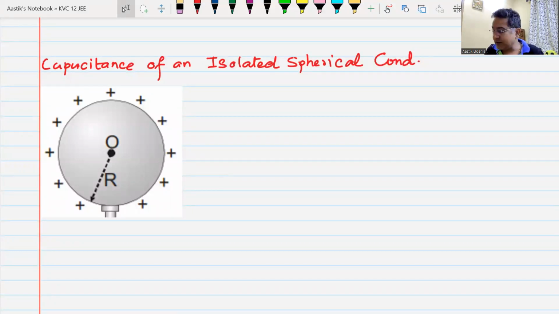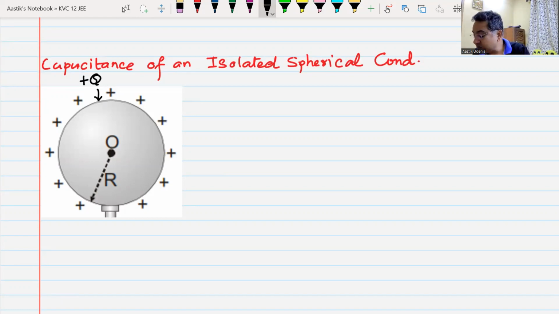Now, an isolated spherical conductor also has capacitance, and we can calculate it. How will I calculate the capacitance of an isolated spherical conductor? So I have this spherical conductor, radius is r, and let me give it a charge q. Obviously, as you can see, all these charges are coming on the outer surface, because the charge on a conductor will only come on the outer surface of the conductor.